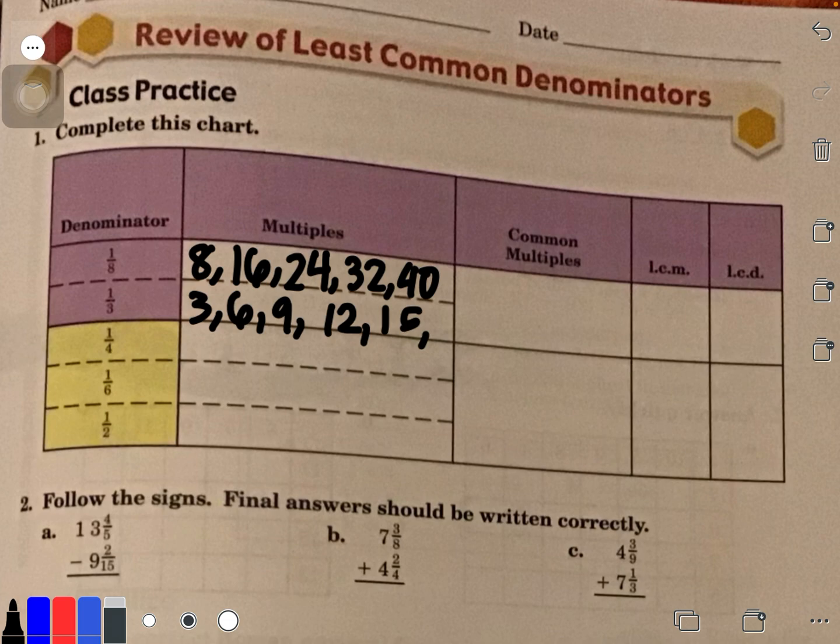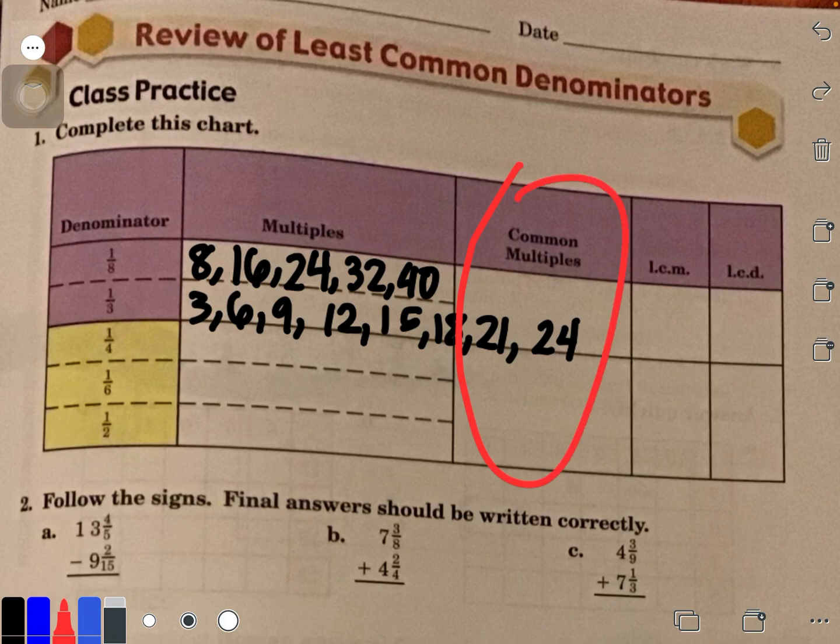Oh, you know what? Since I don't see any numbers that they have in common, I'm going to keep going until I come across a number they have in common. 18, 21, 24. Now I'll stop because I can see that they have 24 in common, okay? If I keep going, I can find more numbers they have in common, but I'm not. So I'm going to skip this column and just put 24 as their LCM, meaning least common multiple, and 24 as their LCD, meaning least common denominator.